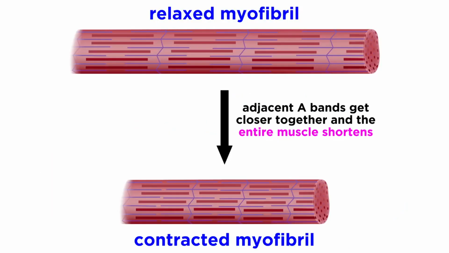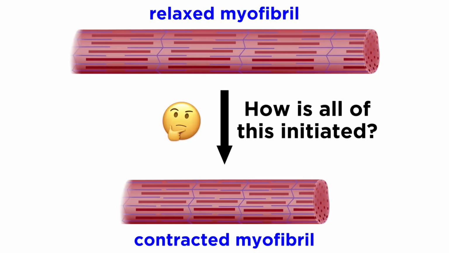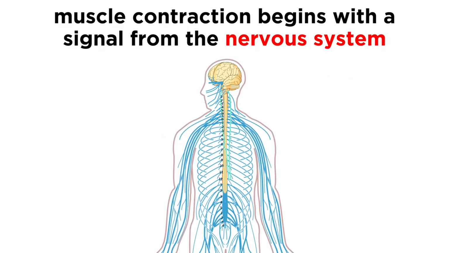The overall effect is that the A bands from adjacent sarcomeres get closer together, so the entire muscle cell will shorten. This is the mechanism by which muscles contract. Now the question is, how is all of this activity initiated? As we said, this begins with a signal from the nervous system.